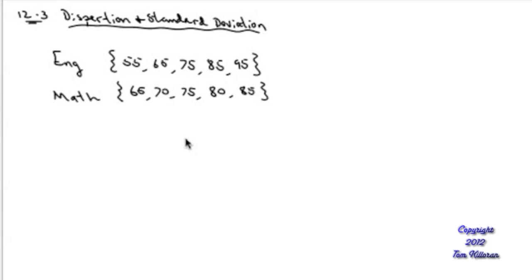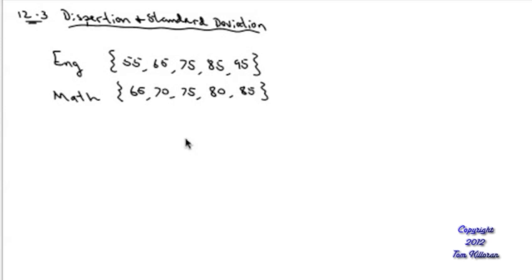So, for instance, what's the average for the English test here? You don't need to do any calculation. What's the average? 75. Just by looking at it, it's 75. Why? Because I equally spaced it going up and down. So if you added them all together and divided by 5, I guarantee you the average is equal to 75.